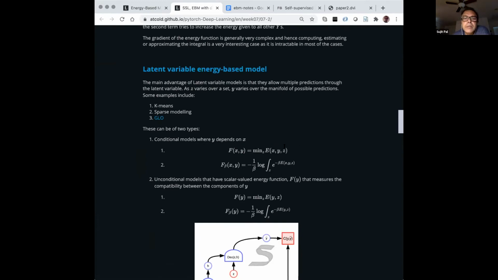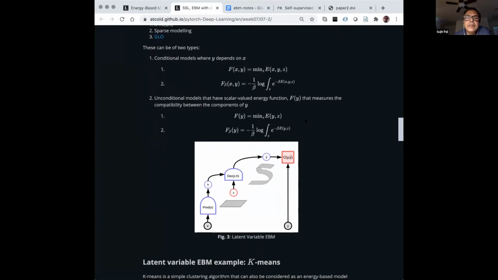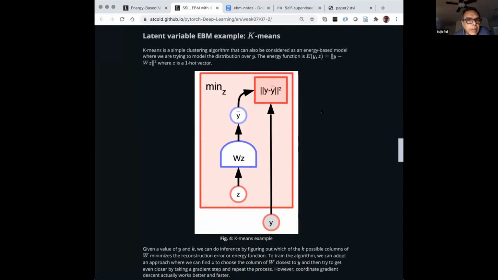Energy is negative log probabilities. Therefore, you can represent it like this, because if you multiply it by the negative, e to the power minus energy is the inverse of the log, right? And then you multiply and divide by beta. I think maybe that's what the formulation is here. And unconditional is basically F(y) measures the compatibility between the components of Y. And I think k-means is an example of unconditional.